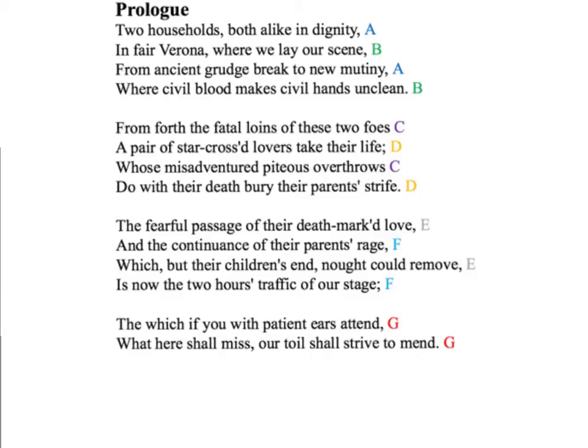So then you have to give it the letter A, because dignity and mutiny rhyme with each other. But scene and mutiny do not rhyme with each other, so you give it a different letter. And that follows that pattern all the way through. So this is the pattern for a Shakespearean sonnet.